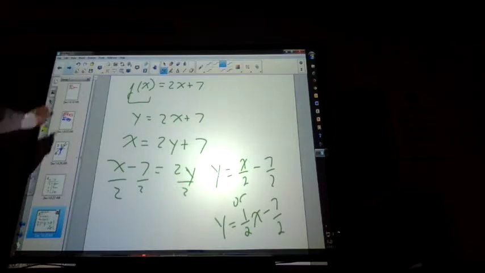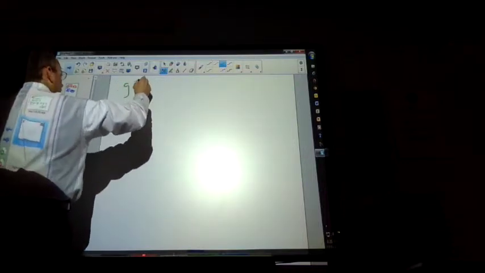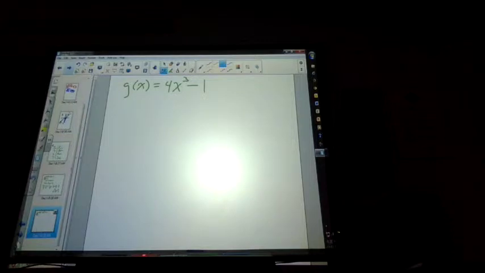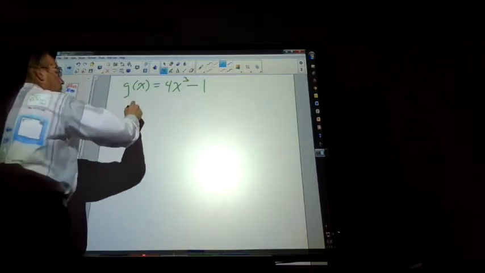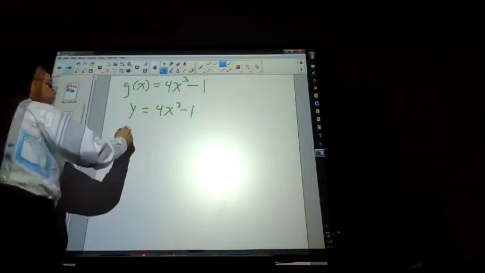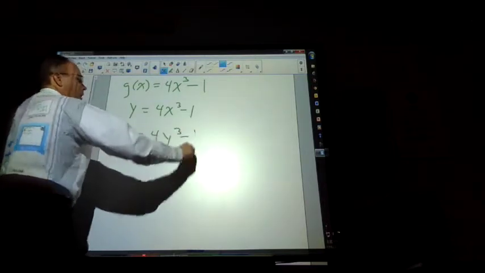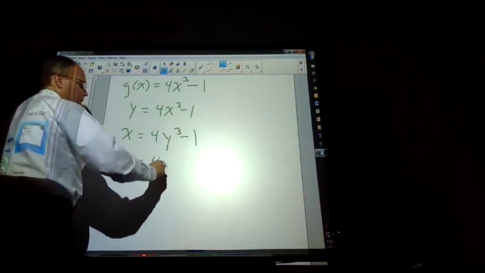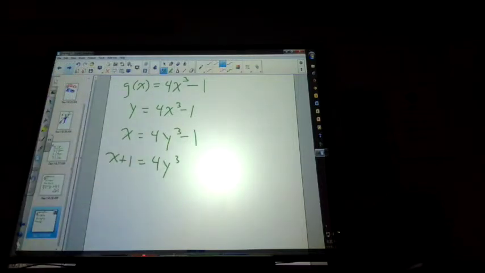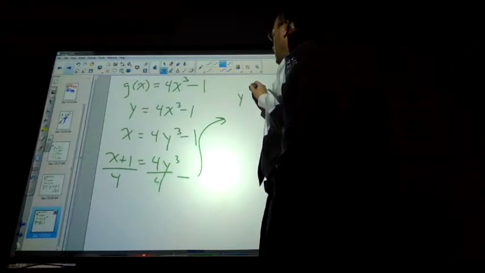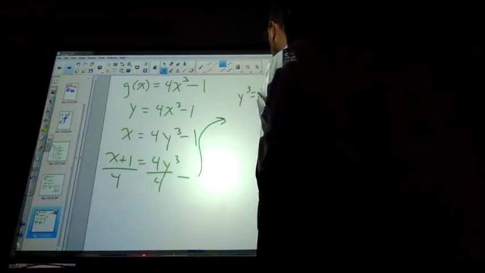Let's jump one a little bit further than this. Let's say we had g at x, which is functional notation. What's the first step? Put a y in. Replace the functional portion, make it y equals. What's next? Switch the x and y's. Keep going. Add 1. Good. Divide by 4 first. That's going to give me y to the third is equal to x over 4 plus 1 over 4.